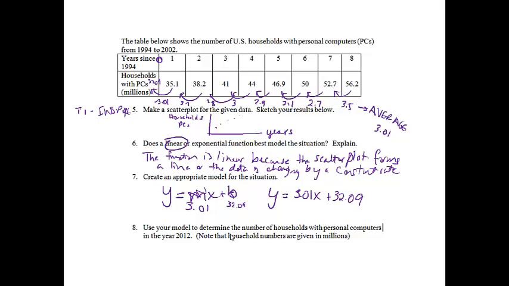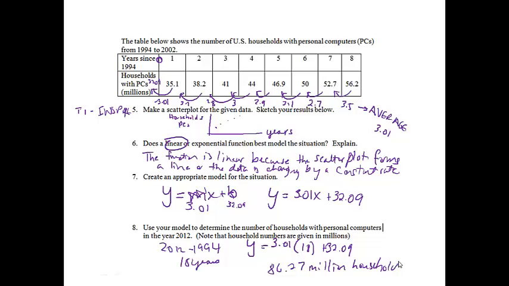All right, number 8, use your model to determine the number of households with personal computers in the year 2012. Notice that household numbers are given in millions. All right, 2012, we need to figure out how many years that was since 1994, so we're just going to take 2012 minus 1994, and that gives us 18 years. So we're going to take our model, we're going to have 3.01 times the 18 plus 32.09. And when I do that, I get 86.27, and it's not just 86.27 households, it's 86.27 million households. So make sure we include that million on your answer.